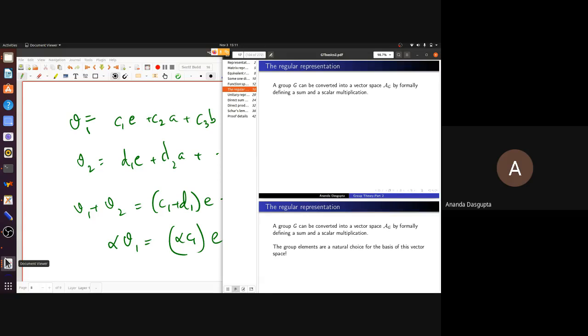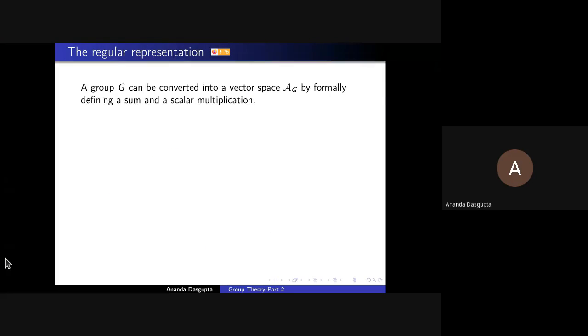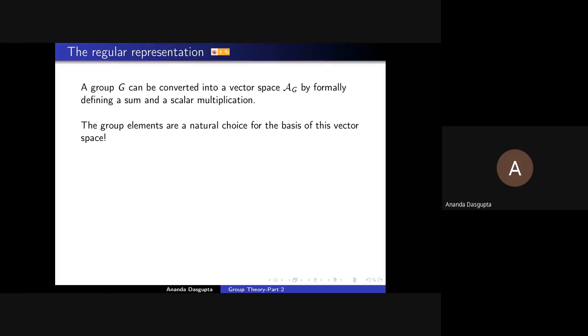So going back. The point is, there is a 6-dimensional vector space in our case, and what are the basis elements? Once again, you can choose arbitrary basis elements. Infinitely many choices are possible, but the obvious choice here is just to use the group elements. So that's a natural choice for this particular group algebra. So this is what the regular representation gives us.